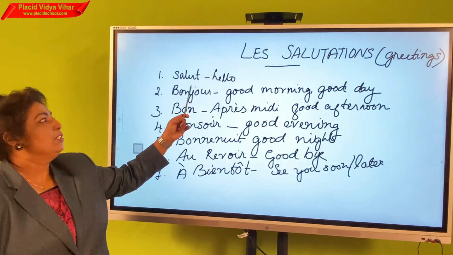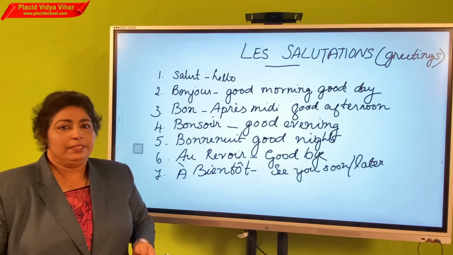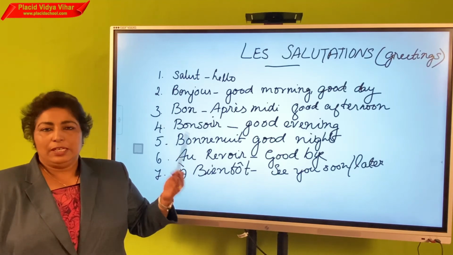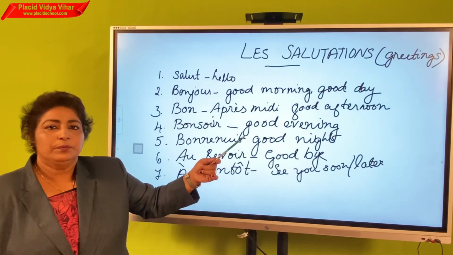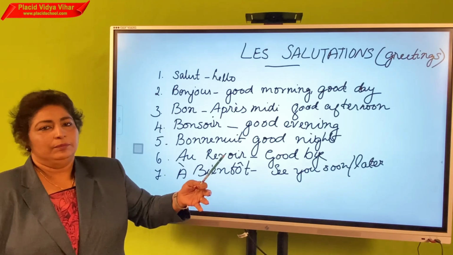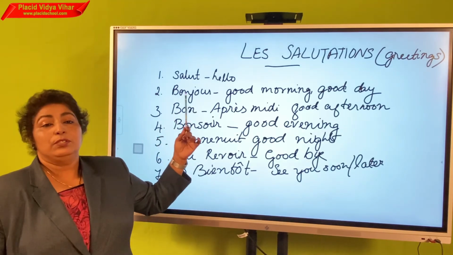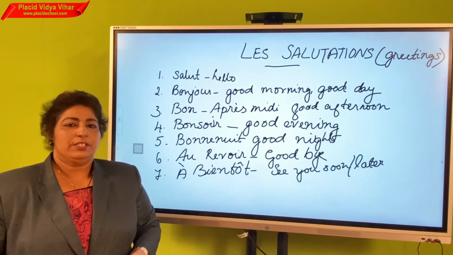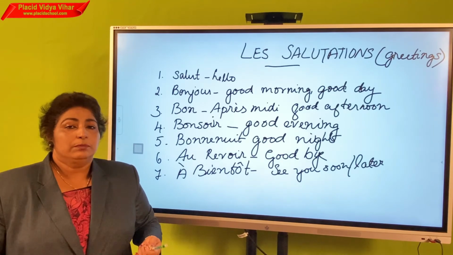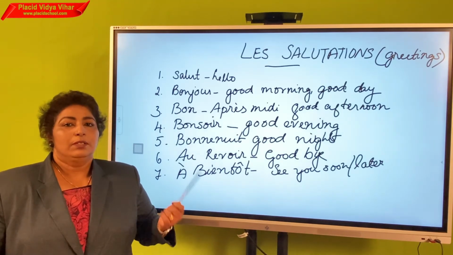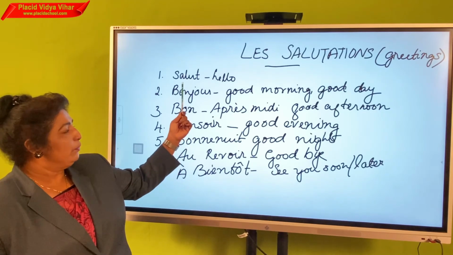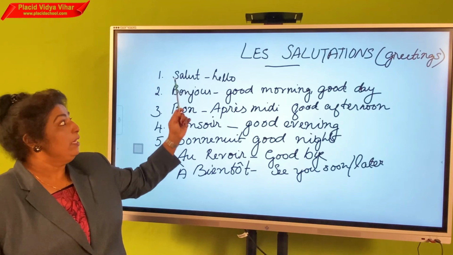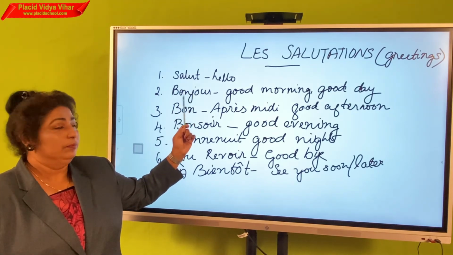Usually salut is used informally. If you want to say good morning or hello to your friend, then you can use salut. Salut, Maria. Then bonjour is usually used formally. If you want to greet your professor, bonjour, madame. Bonjour, monsieur. But when you greet your friends, you can use salut. So this is informal and this is formal.